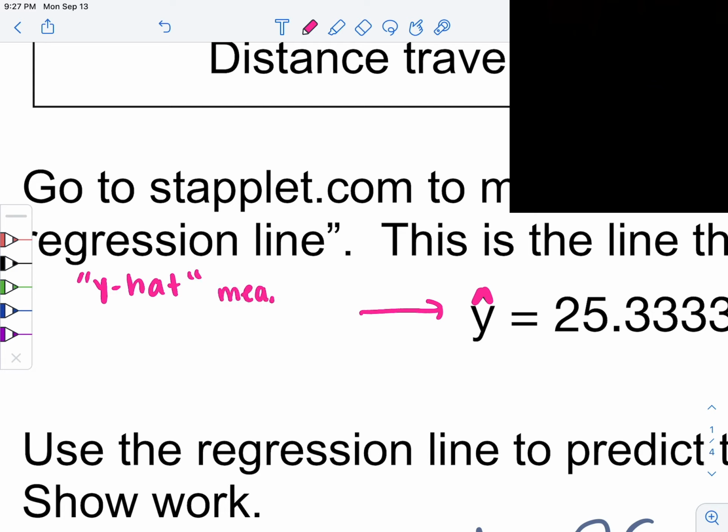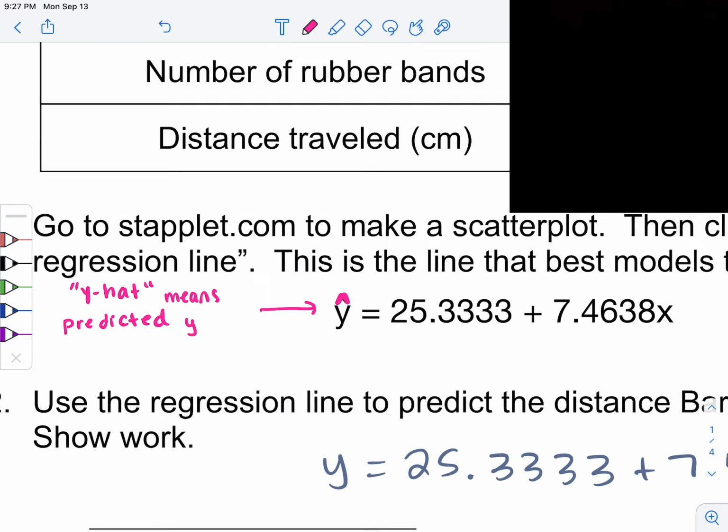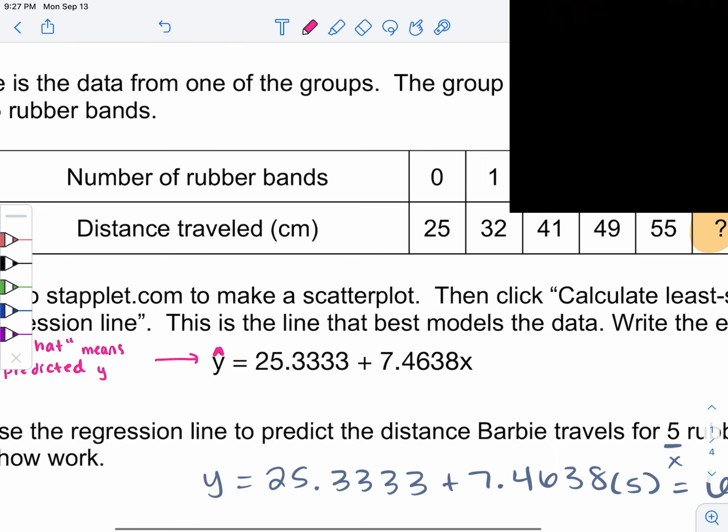So essentially here, right, it's just talking about how this line is predictions. It's not a guarantee. We don't know for sure what's going to happen, but these are our predicted y values based on the data that we collected.